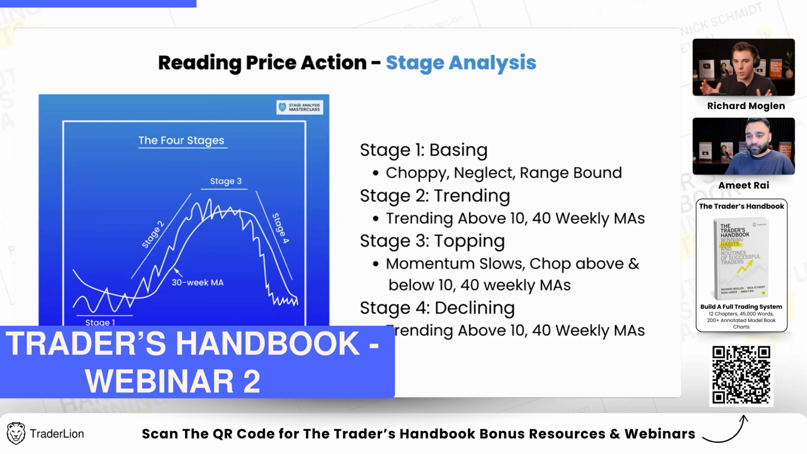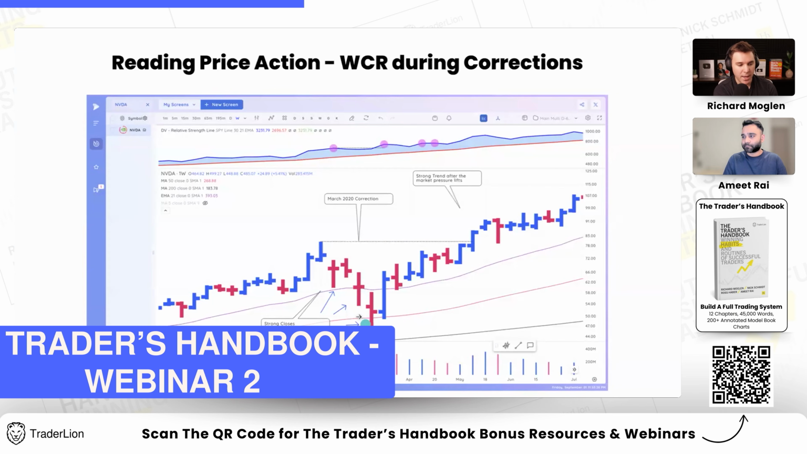The core thing that we want to talk about here is the 4 stages that he identifies in the book. We've got stage 1, which is the basing stage, where there's chop up and down. Then we break out of stage 1, start trending above the moving average. That starts stage 2. That's when we want to be involved as traders to the long side. Then stage 3, things get choppy. Then we break lower.